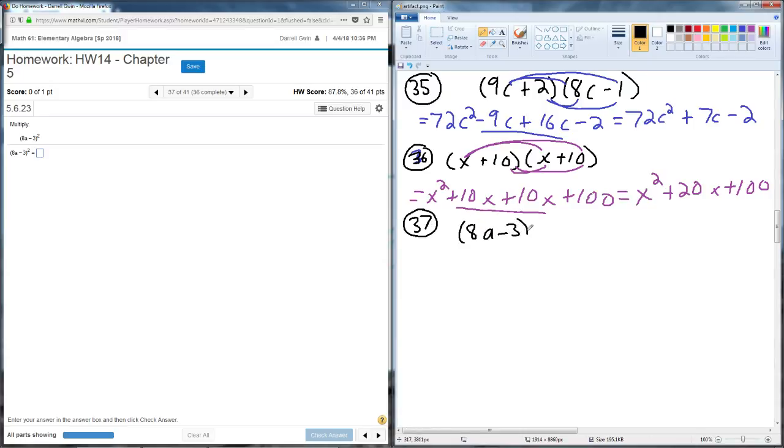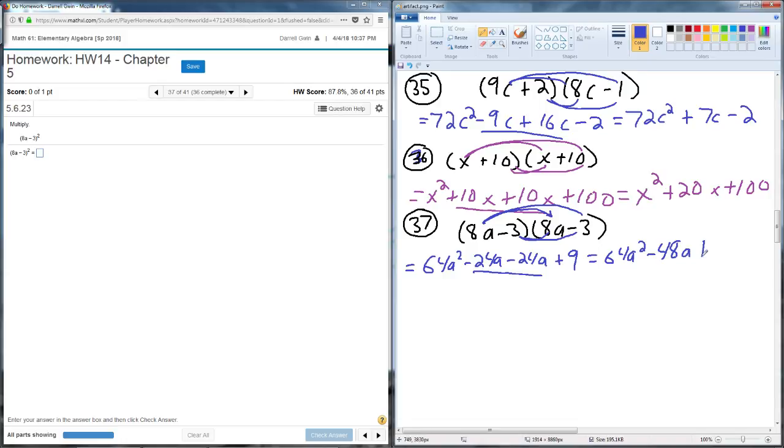8a minus 3 times 8a minus 3. Don't fall for the freshman's dream. It is not 8a squared minus 3 squared. Never the freshman's dream. 8a times 8a is 64a squared. 8a times negative 3 is negative 24a. Negative 3 times a is negative 24a. And negative times negative is a positive. 3 times 3 is a 9. Combine like terms. We have negative 24 plus negative 24, which is going to be a negative 48 a's plus 9.